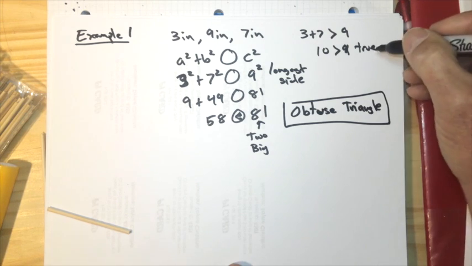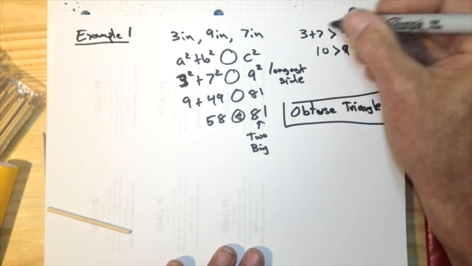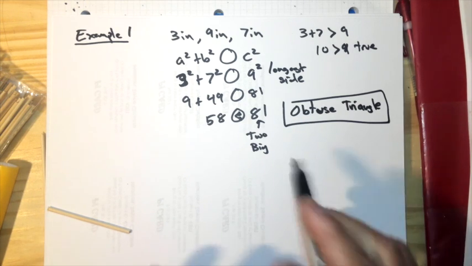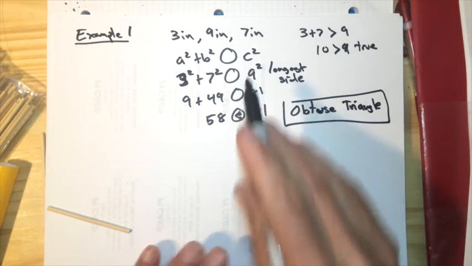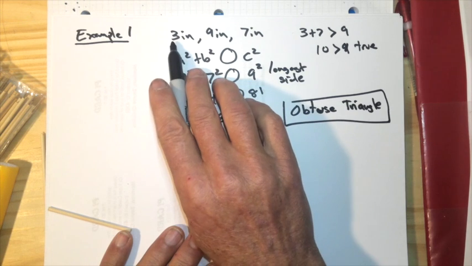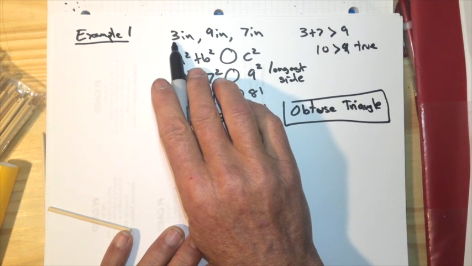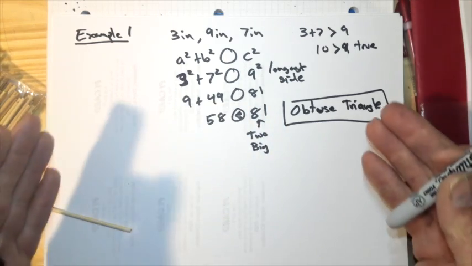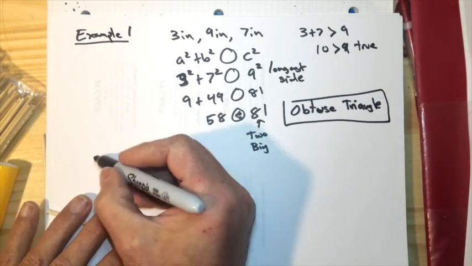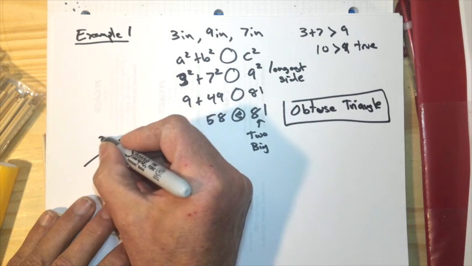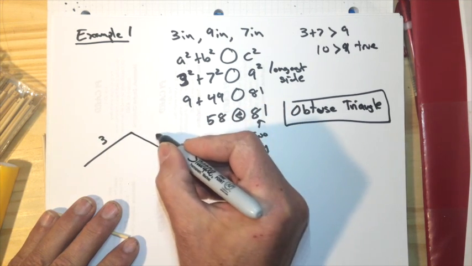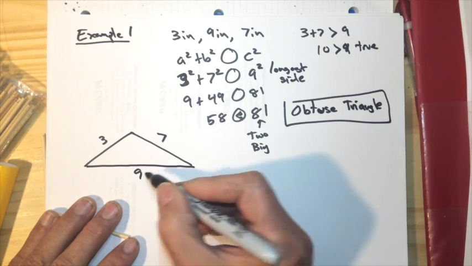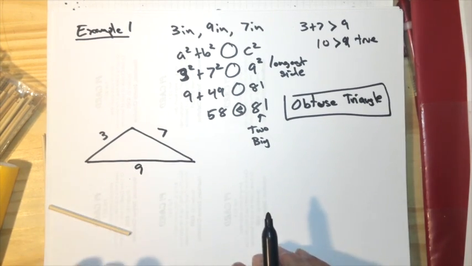I already determined that it's a triangle. If I didn't do that first, I'd say, well, an obtuse triangle, but that C could be way too big to make a triangle. I just have to make sure that the two shorter sides, 3 and 7, are long enough to go across the 9. So let me draw a picture of this triangle. If I had 3 and 7, and 3 plus 7 is 10, it should be able to expand across this 9, and it's going to look something like this.